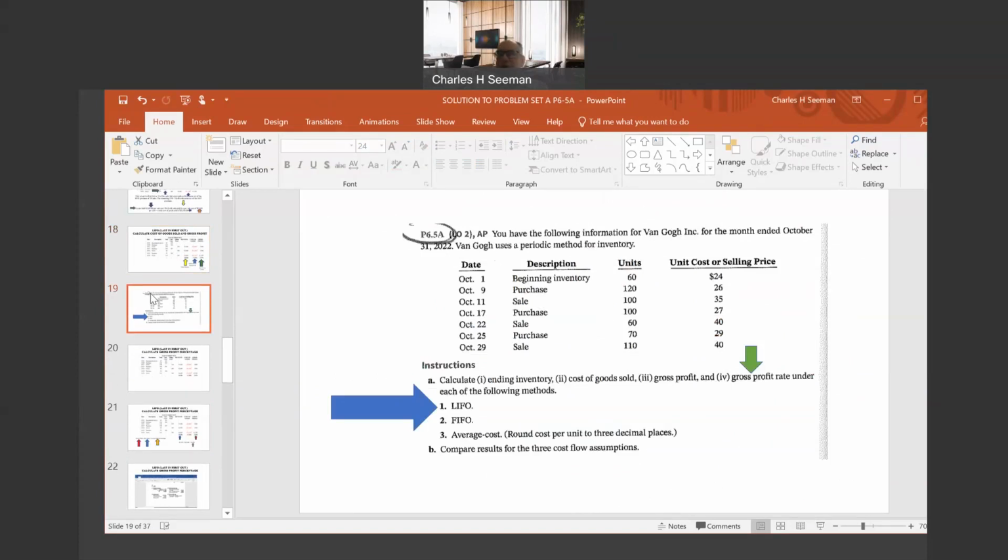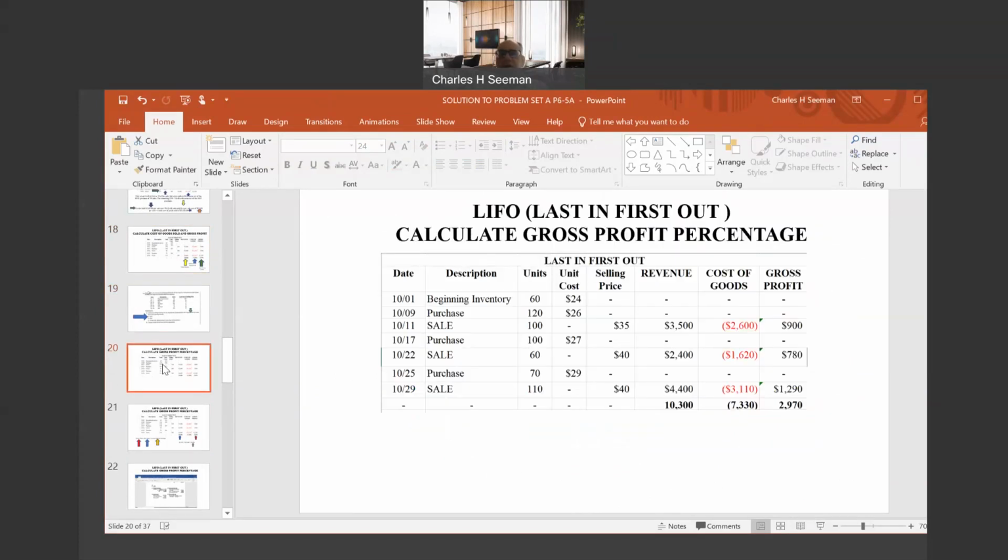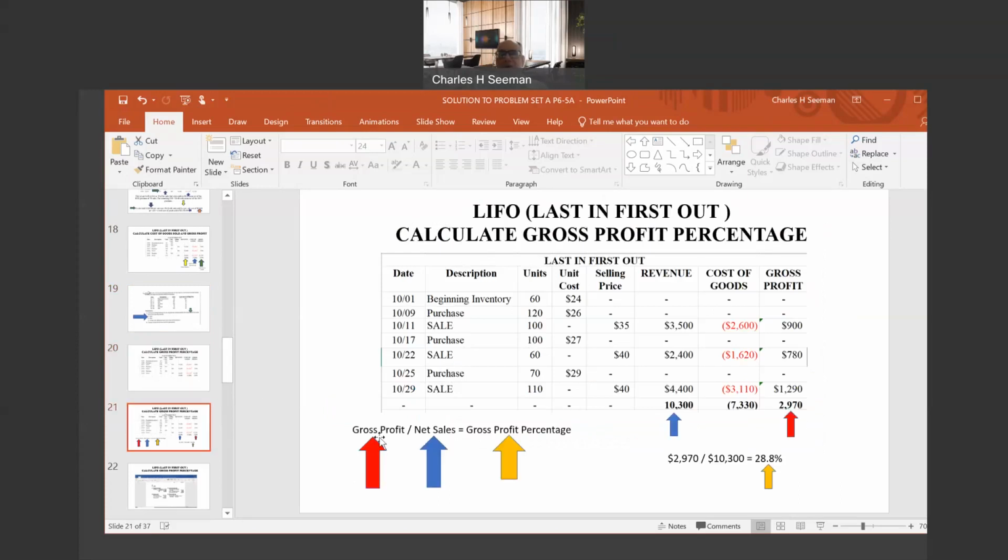Then to get the gross profit rate, we simply divide the gross profit by the revenue. So gross profit divided by net sales or revenue equals gross profit percentage. $2,900 in gross profit, 10,300 in revenue equals a 28.8% gross profit percentage.